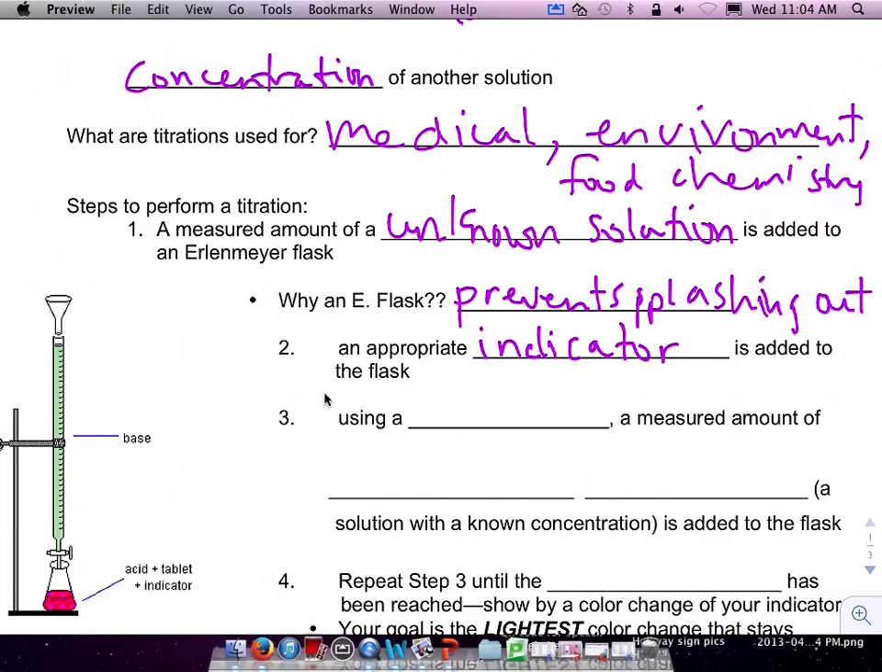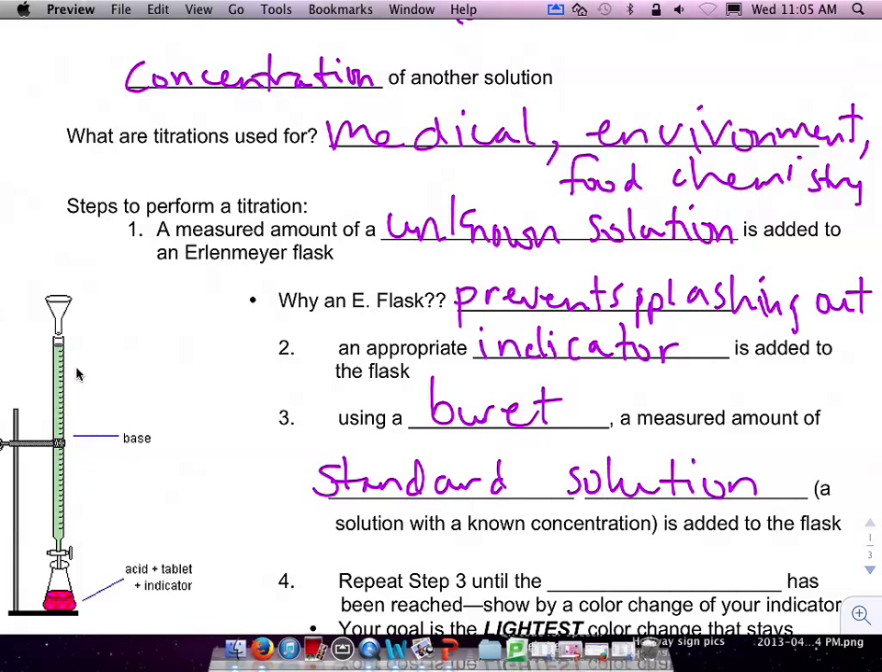Then you're going to use your burette, which is really like a long, skinny, graduated cylinder that has a dispenser on the bottom. So you're going to use your burette to add a measured amount of your standard solution. The standard solution is the thing you know the concentration of. You have to know at least one of them, because otherwise you have two unknowns and you won't be able to do any calculations.